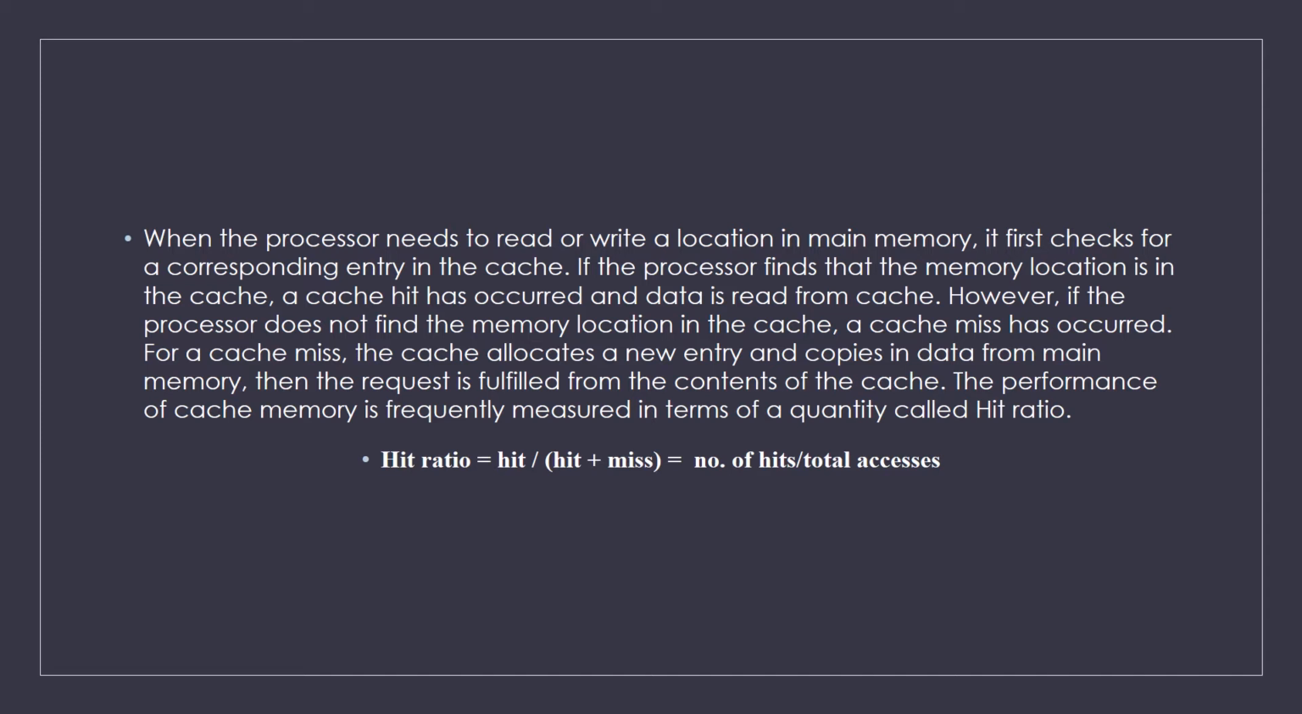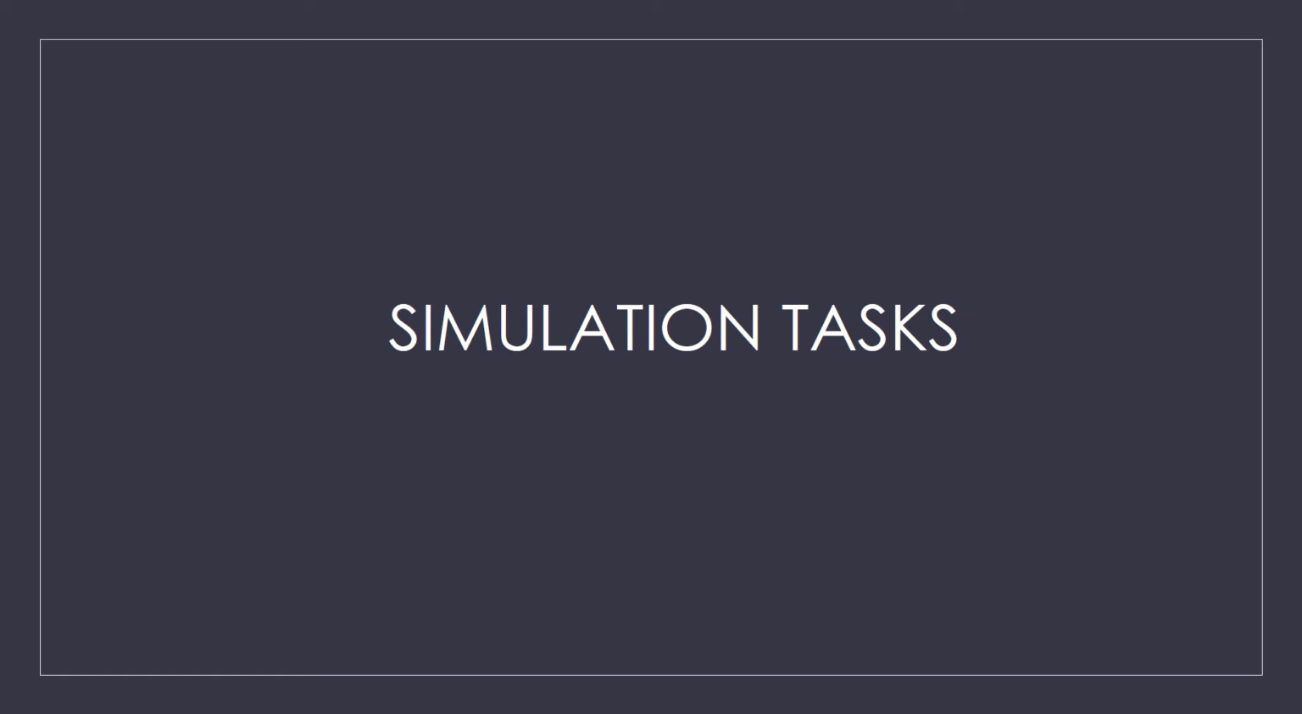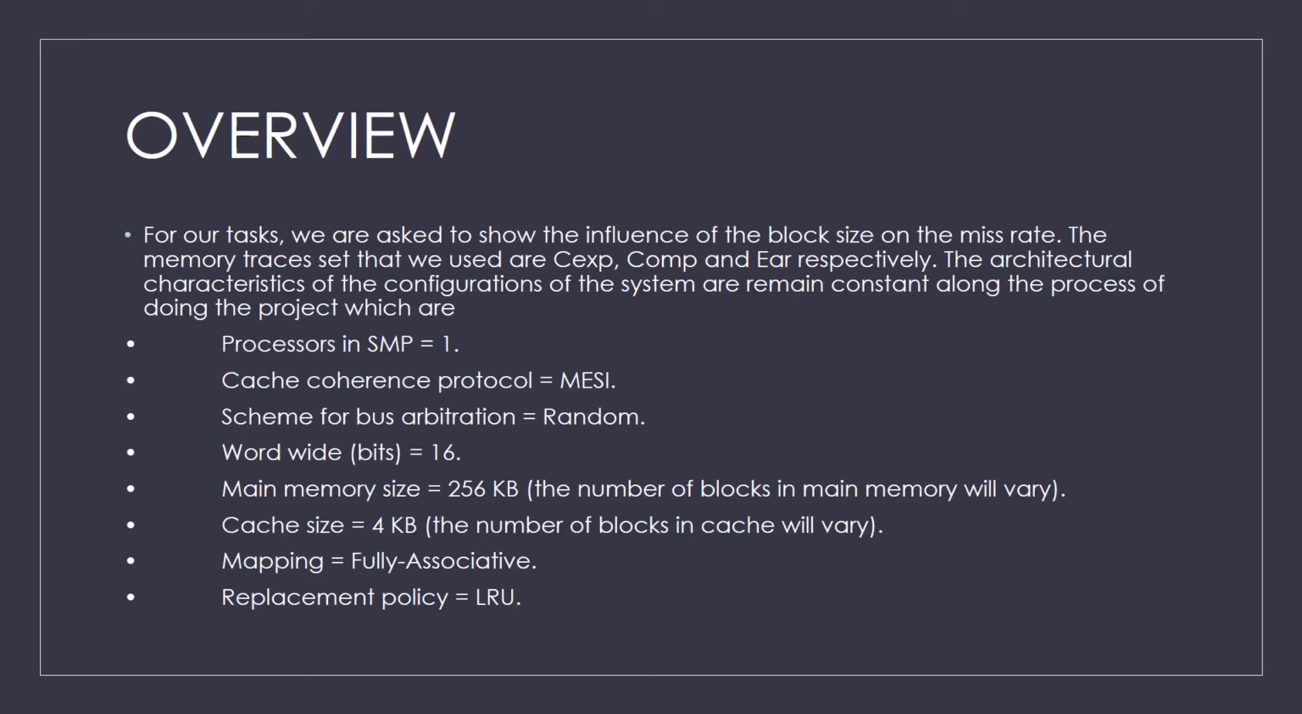The performance of cache memory is frequently measured in terms of a quantity called hit ratio. So this is the formula of the hit ratio. For the simulation task, this is the overview of our task. We are asked to show the influence of the block size on the miss rate. The memory trace sets that we used are CXP, COMP, and EAR respectively. The architectural characteristics of the system configurations listed below remain constant throughout the project.